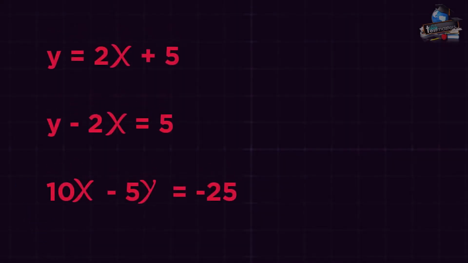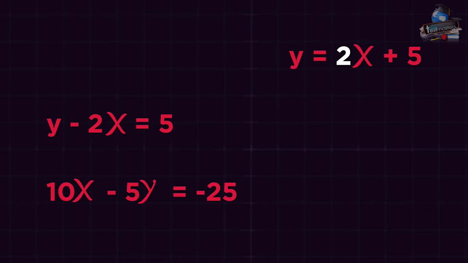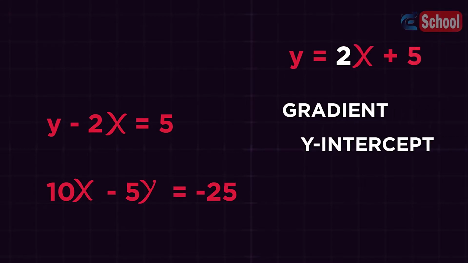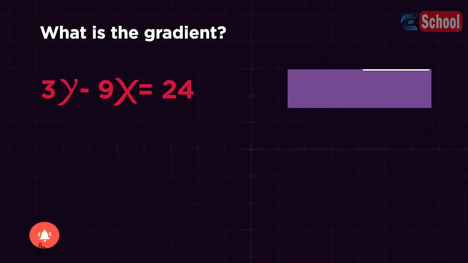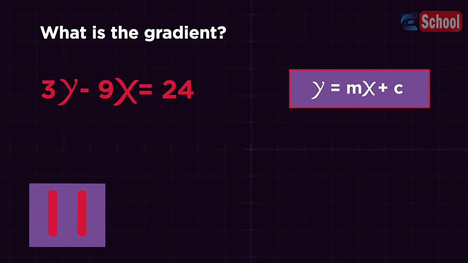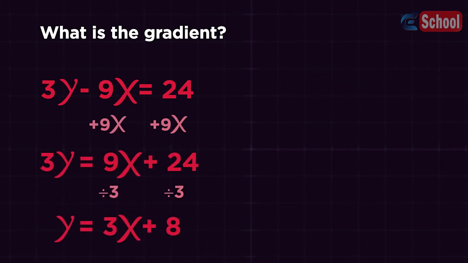These are actually all the same straight line, but only the y equals 2x plus 5 format easily tells us that the gradient is 2 and the y-intercept is 5. So what's the gradient of this straight line? Rearrange the equation into the y equals mx plus c form, pause the video, work it out and click play when you're ready to check. Did you rearrange to get y equals 3x plus 8? So the gradient is 3.